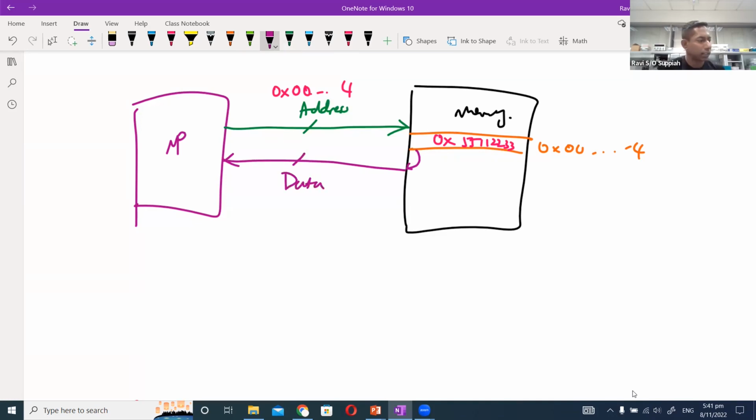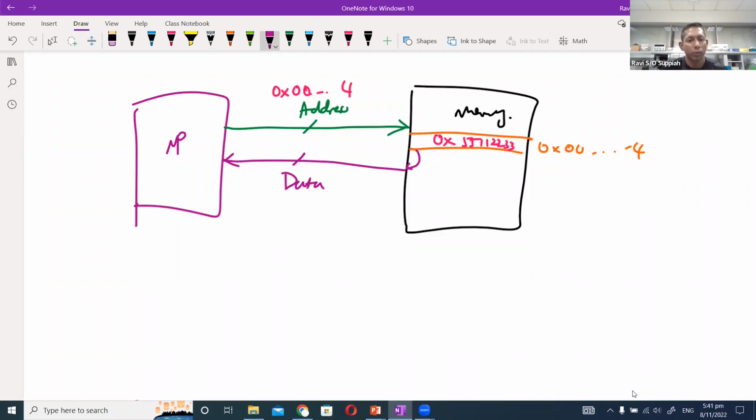Okay, so that is what memory access is all about. I give an address, and from the address that I give, the memory will process that address to give me the data in that location and send it back to me through the data bus.